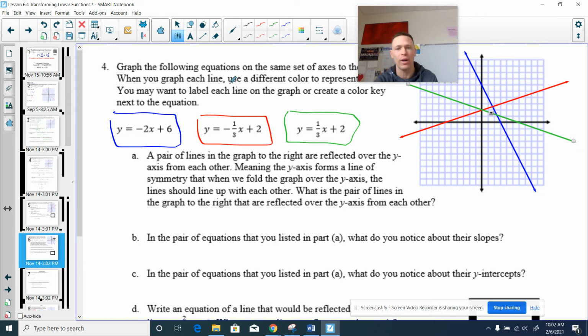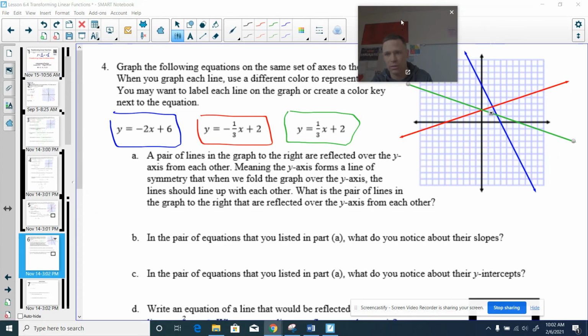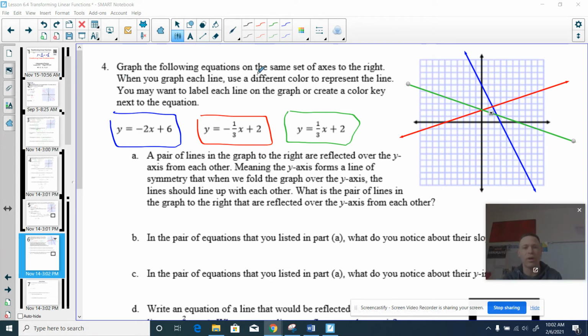Moving right along here. Question 4. Oh, that's not what I wanted to do. This is what I want to do. All right. Graph the following equation on the same set of axes again. I've already done that. It says when you graph each line, use a different color. Done that. You may want to label each graph on the line or create a color key. So we got them. I've already done that, and I've had them highlighted. So this is the blue line, y equals -2x plus 6. Y equals -1/3 x plus 2 is graphed in red.